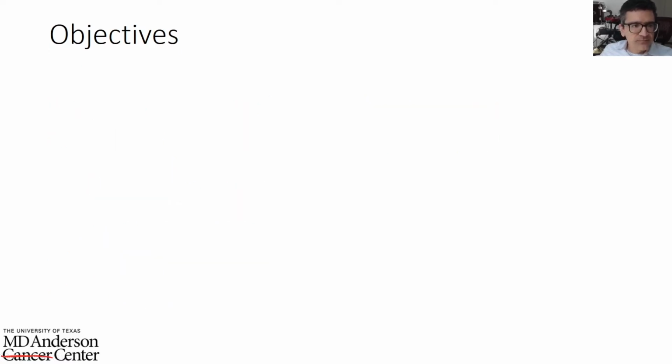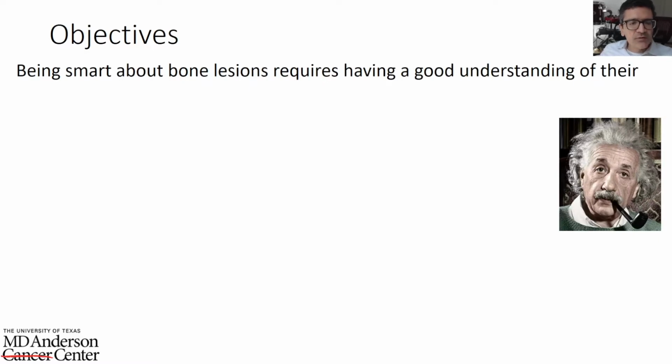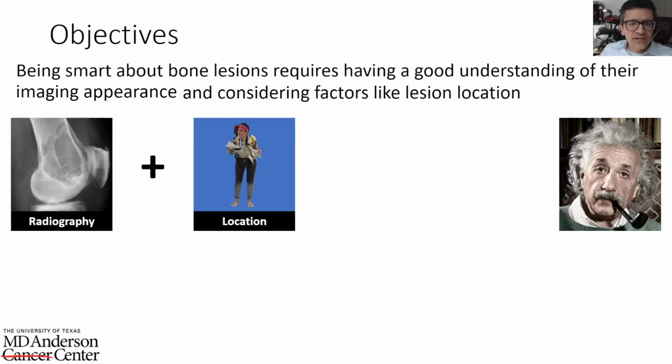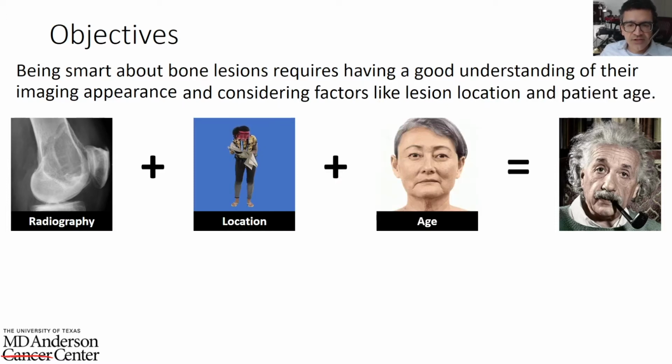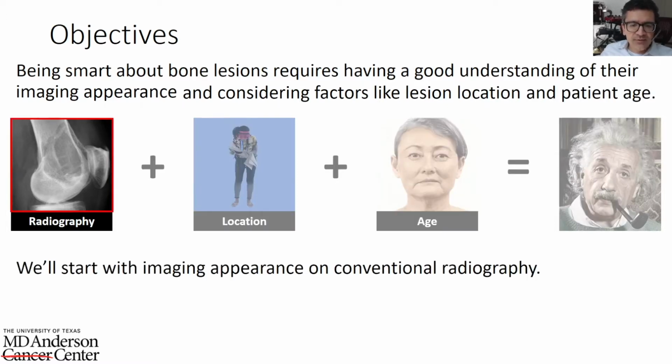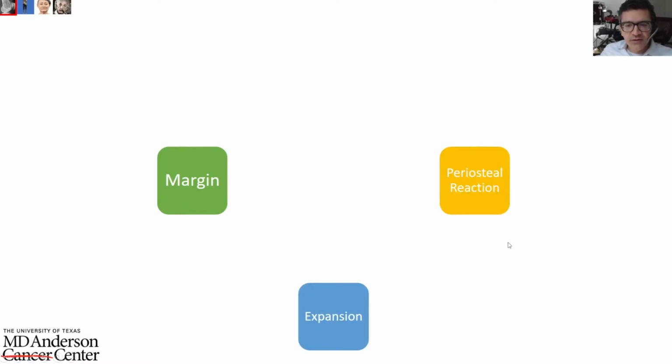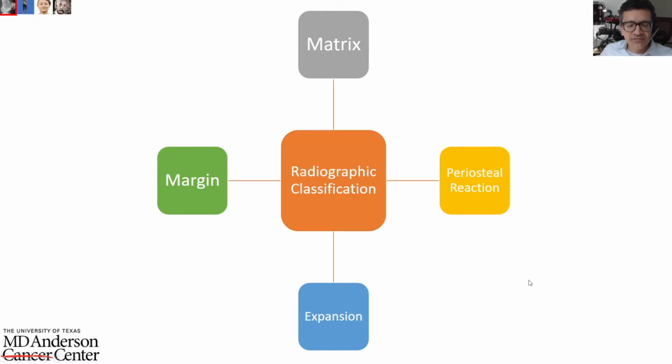a bone lesion. Being smart about bone lesions requires having a good understanding of their imaging appearance and considering factors like lesion location and patient age. Let's start with the imaging appearance on conventional radiography. On conventional radiography, we'll look at things like lesion margin, lesion expansion, periosteal reaction, and matrix, and put those all together to come up with a radiographic classification.